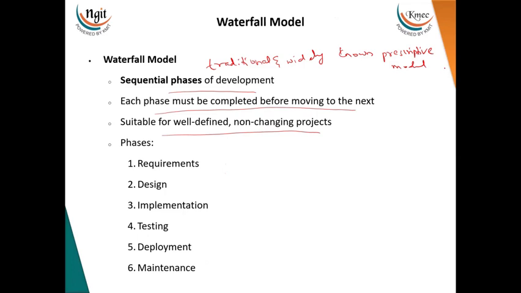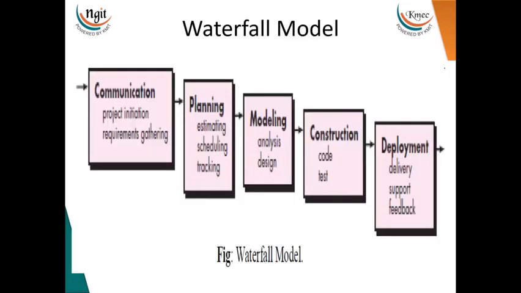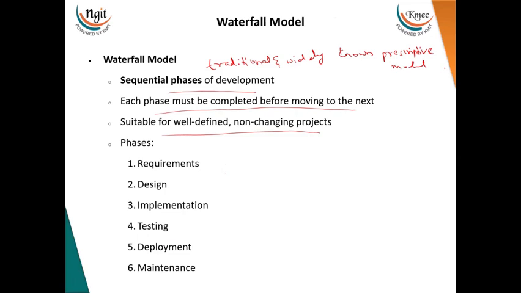If you observe the diagram, the waterfall model is represented like this. The name waterfall gives you a picture of something flowing downwards. There are a couple of phases in the waterfall model: requirements, design, implementation, testing, deployment, and maintenance. Each one depends on the successful completion of the previous phase, as the diagram on the next slide shows.